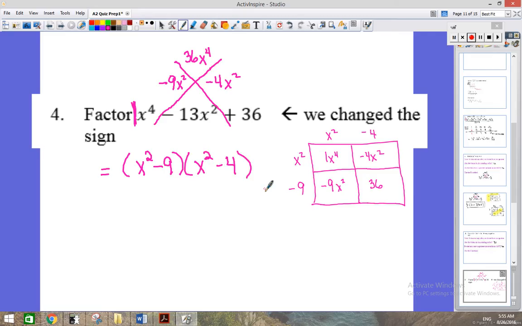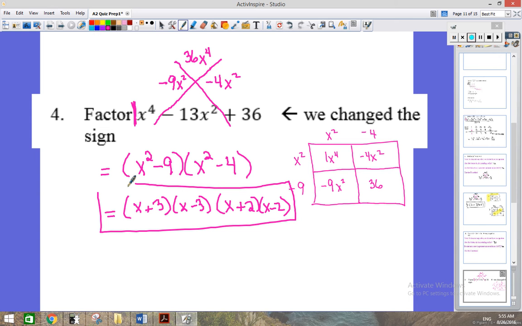But you can continue to factor this. X squared minus 9. 9 is 3 squared. So whenever the first term is squared and the second term is squared here, you can factor that to x plus 3 times x minus 3. I know you've seen that before. The same thing here. X squared minus 4 is the same thing as x squared minus 2 squared. That's x plus 2 times x minus 2. That's our final answer for number 4.